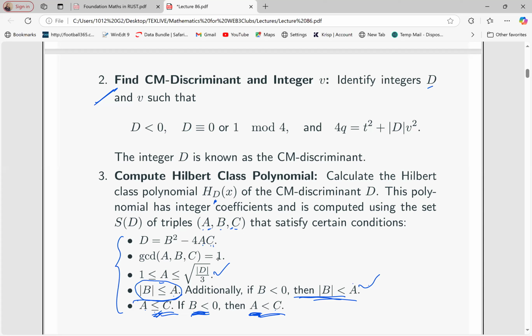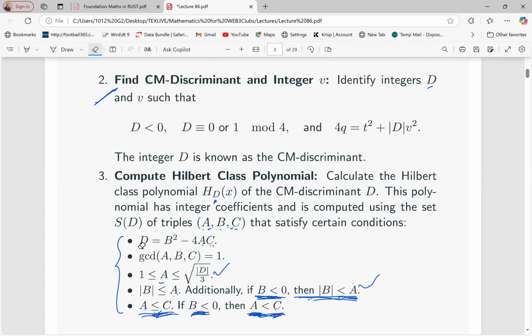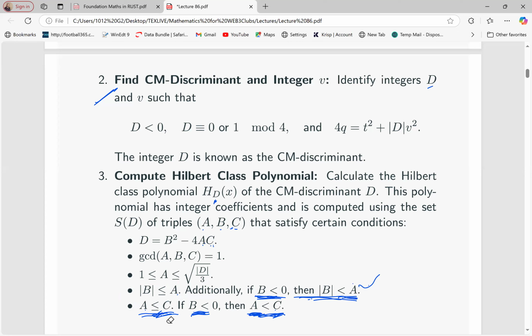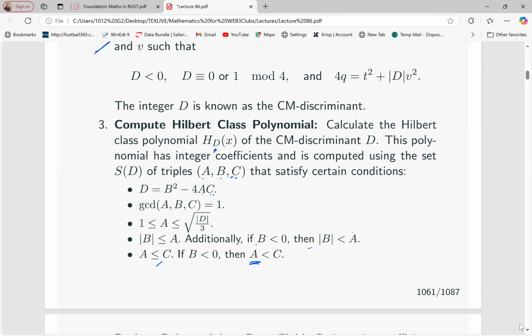The only time it can be greater than or equal to A is the case where B was less than or equal to A. In that case, A can be less than or equal to C. But in cases where B was negative and it ended up being less than A, we expect A to be less than C. So at the end of that, you have your set ABC. And once you have the set ABC, you proceed and find the complex class, the Hilbert class polynomial.